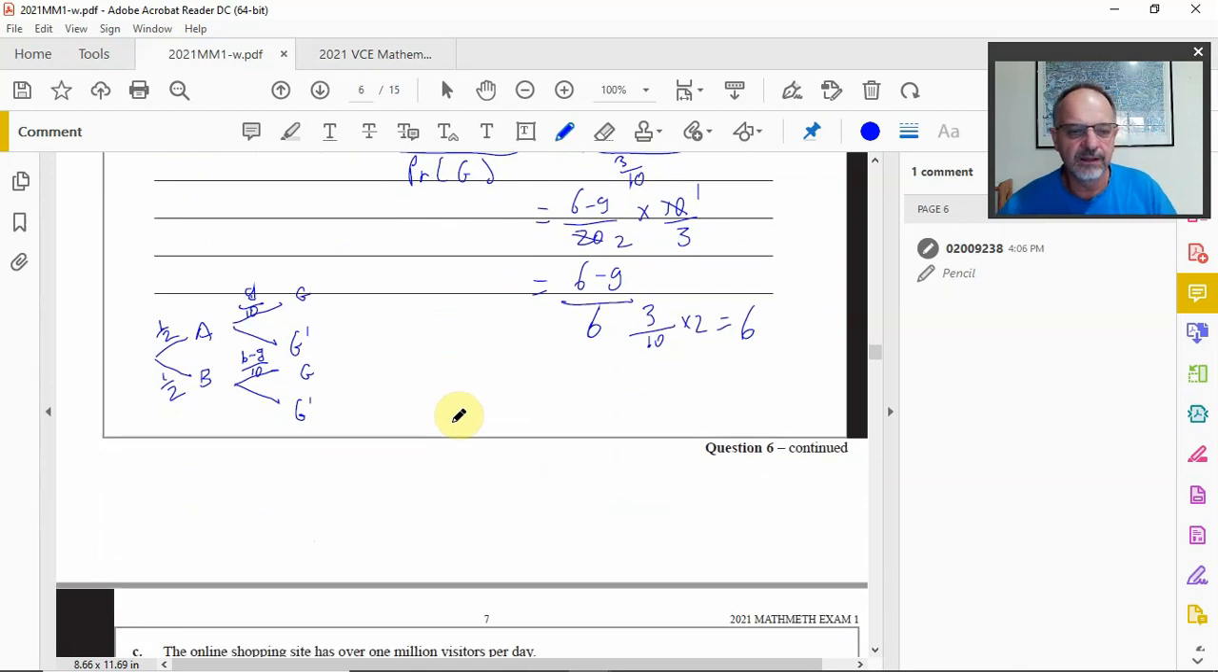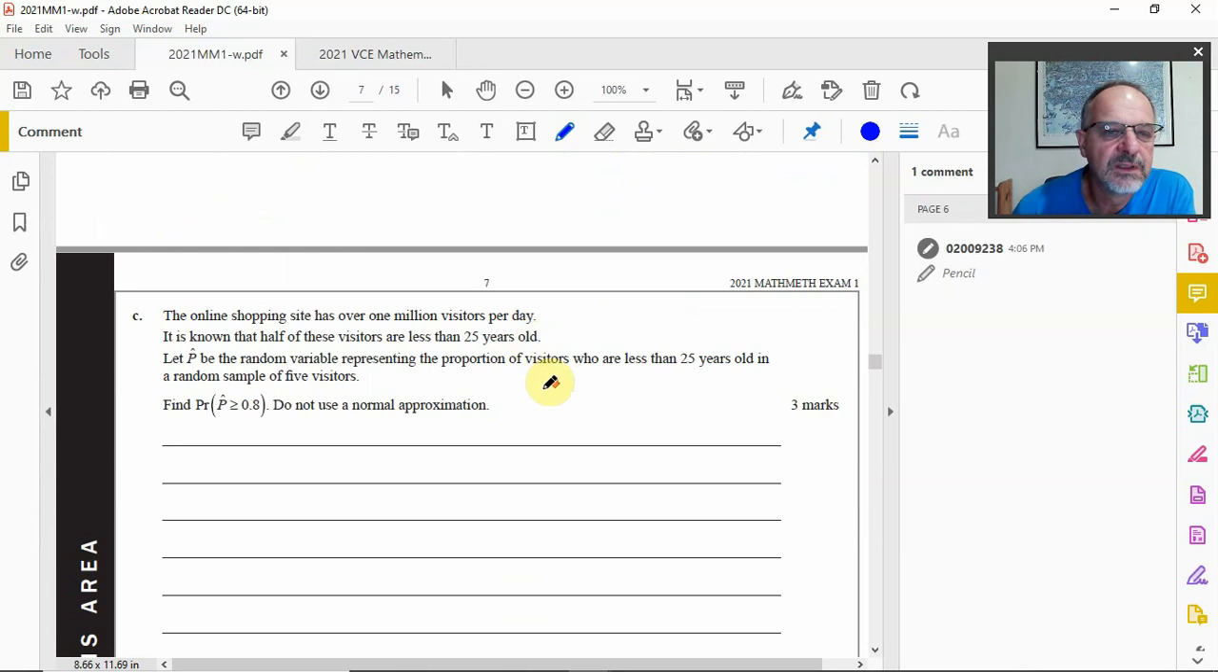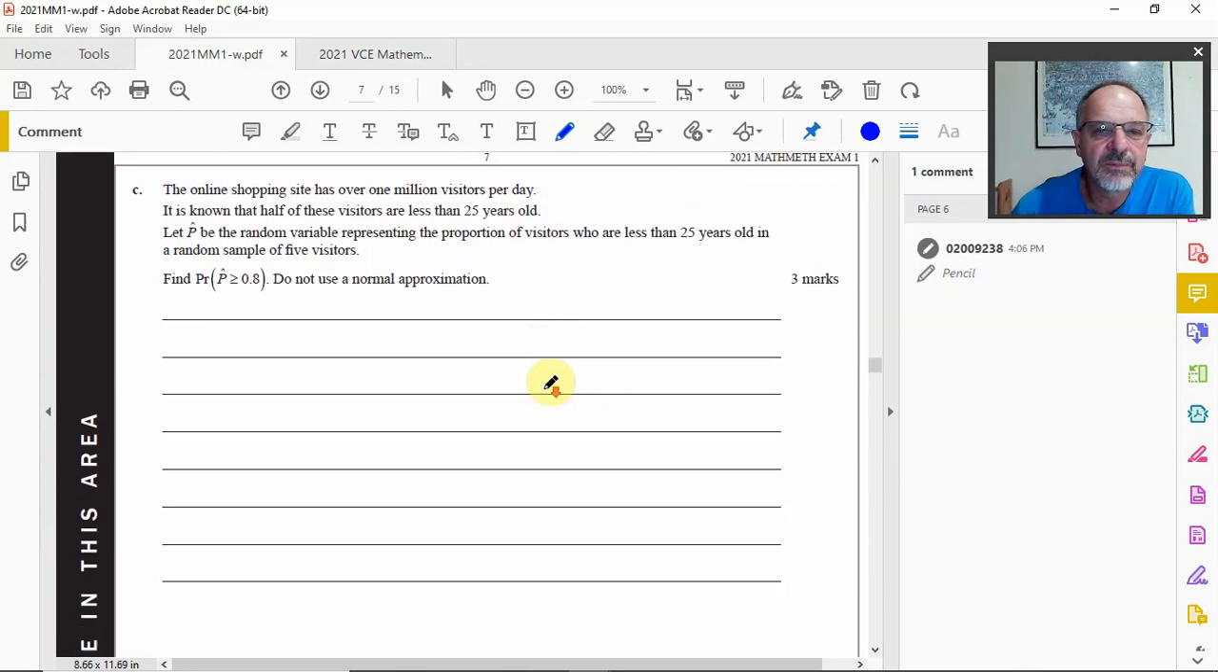All right, we then go over the page to another bit. C. The online shopping site has over 1 million visitors a day. It is known that half of these visitors are less than 25. Let P hat be the random variable representing the proportion of visitors who are less than 25 years old in a random sample of 5 visitors. Find the probability that the proportion is greater than or equal to 0.8. Do not use normal approximation. All right, so it says do not use normal approximation.